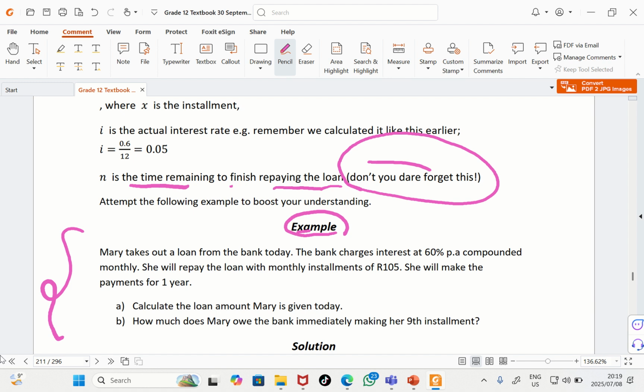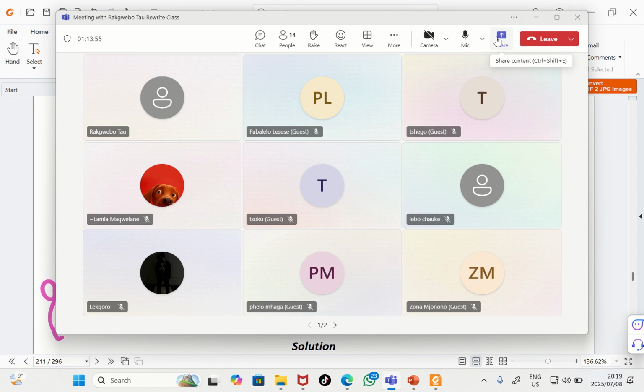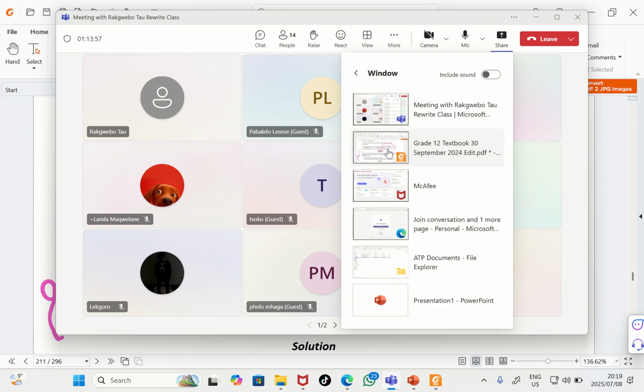Yes, boss. Can you repeat yourself? Oh, share screen. Okay, sorry, boss. I just unshared the screen and I've just reshared.